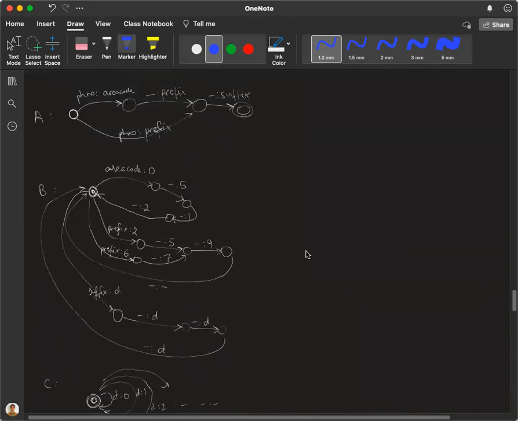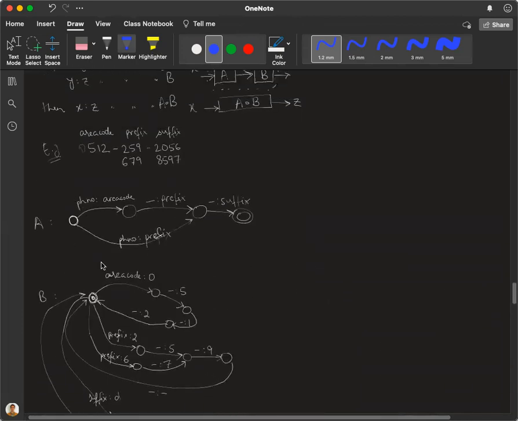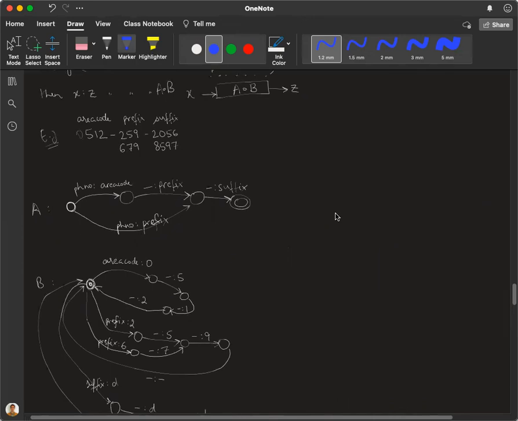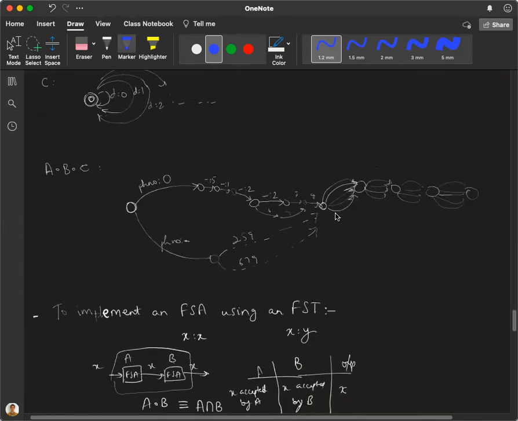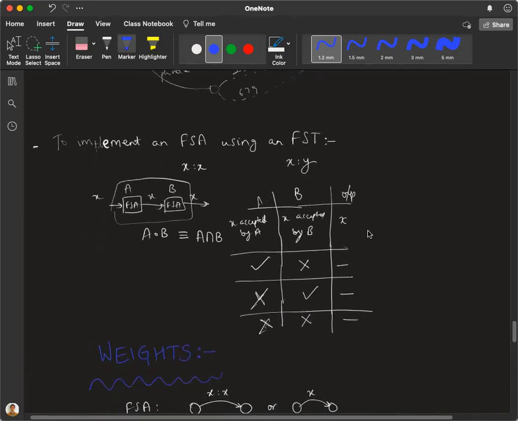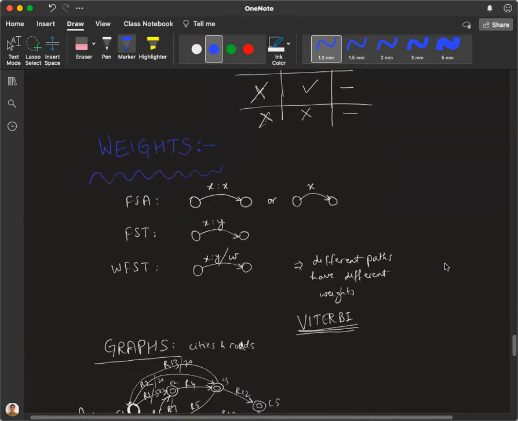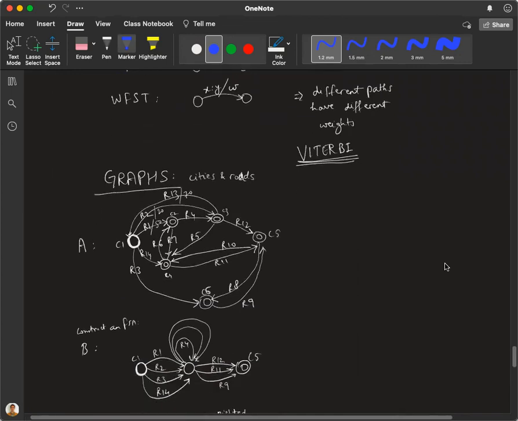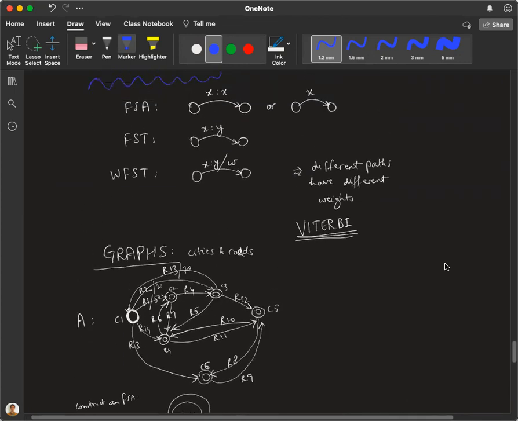Or maybe it could be a name also, right? A particular person has a particular phone number, so that particular phone number will map to that particular name. So you can make that as well. Now, okay. Yeah, then we saw, okay, how do we implement FSA using FST? These are all easy stuff. Now, okay, then we came to weights.